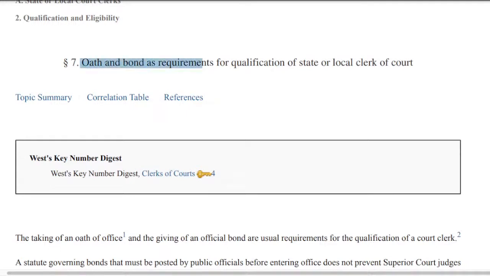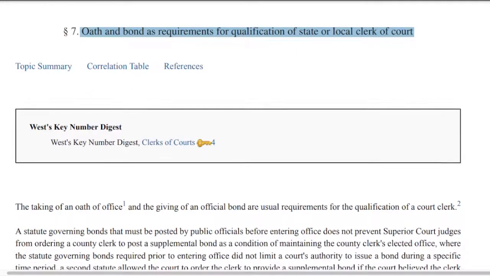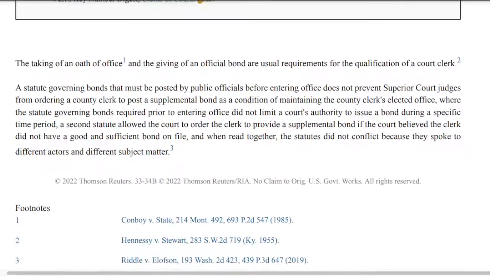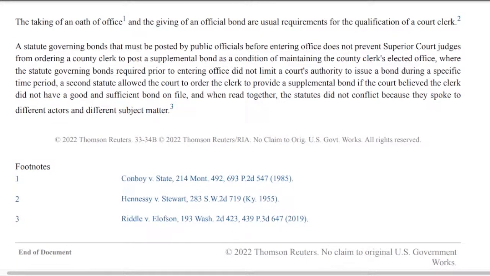All right, oath and bond as requirements for qualification of state or local clerk of court. Let's see what they have to do here. The taking of an oath of office and the giving of an official bond are usual requirements for the qualification of a court clerk. So an official bond and an oath, two things.